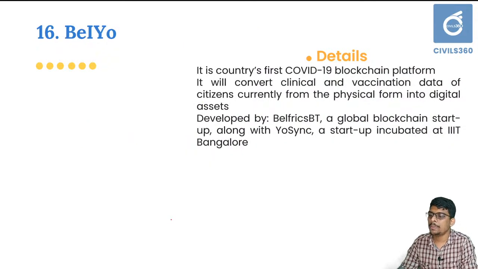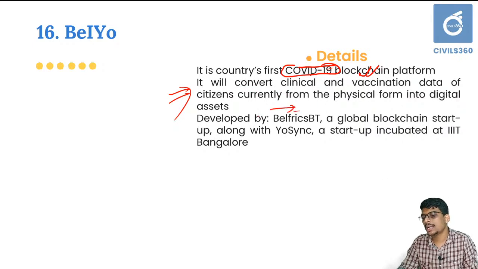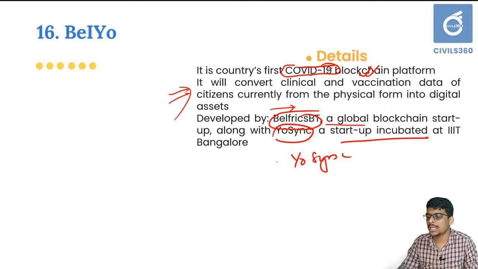Okay. Next one is BIO. It is a COVID-19 blockchain platform. It is the country's first COVID-19 blockchain platform. It will convert clinical and vaccination data of citizens currently from physical form to digital assets. And it is developed by Belfrix BT, a global blockchain startup, along with YoSync, a startup incubated in IIT Bangalore.